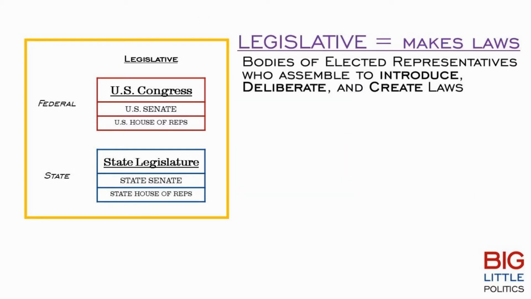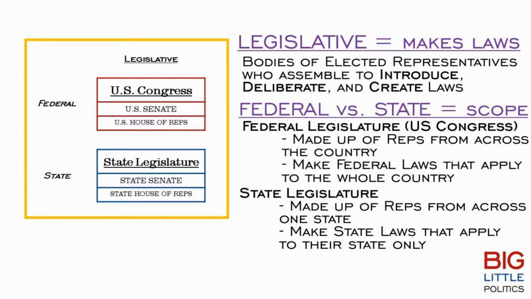By legislative, that means lawmaking. And both of these bodies, both on the federal level and on the state level, make laws. They're bodies of elected representatives. They get together, they go through the process of introducing a bill that goes through a process and then becomes a law. All laws are made by these legislators, whether it's a federal law made at the federal level or a state law made at the state level. It has to go through these individuals.